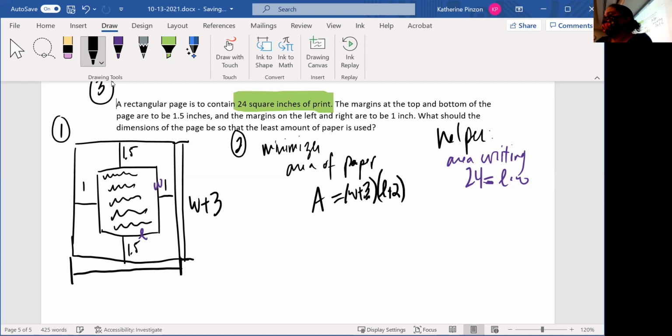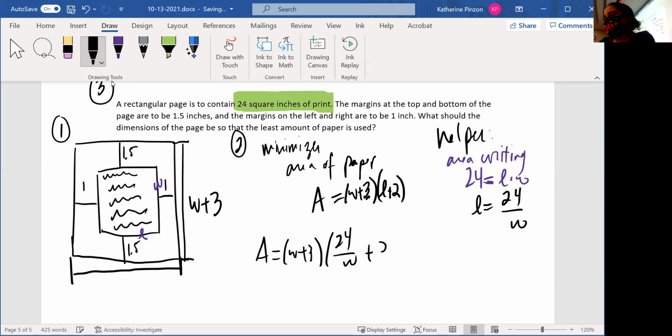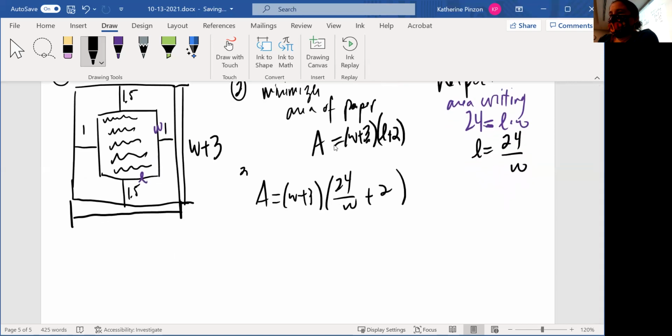Okay, I want to get rid of one of these variables. I'm going to use my helper to get rid of one of those variables. Let's solve for L. L is 24 over W. So here for L, I'm going to write 24 over W plus 2. I can from there take the derivative, or I can do some simplifying first.